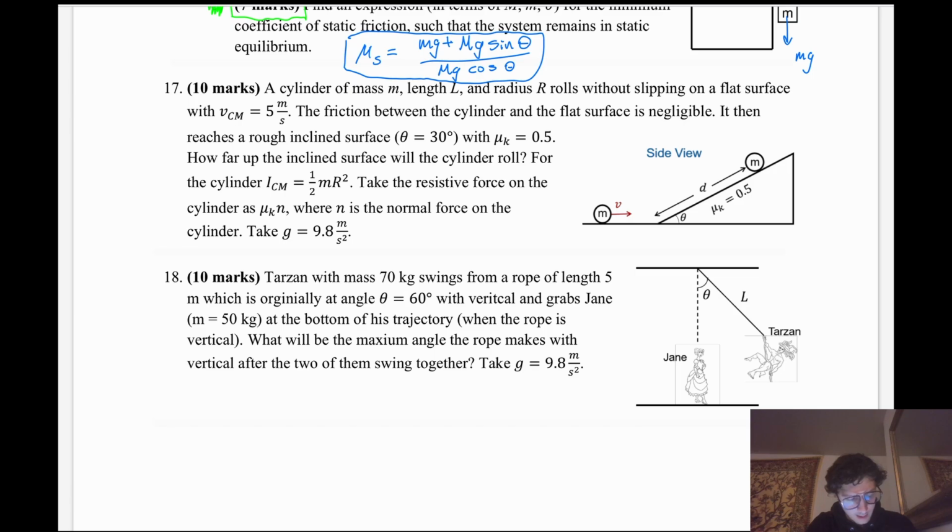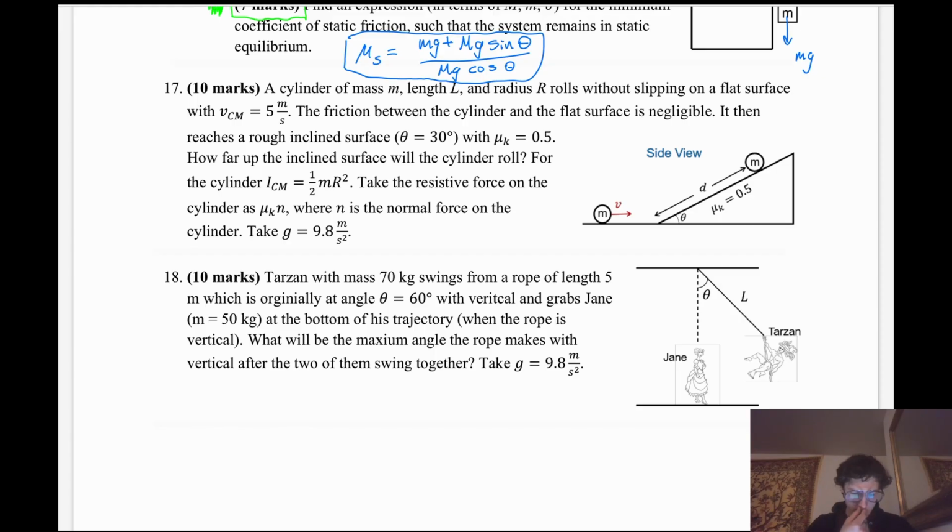Ooh, this is scary. V center of mass is equal to 5 meters per second. The friction between the cylinder and the flat surface is negligible. It then reaches a rough inclined surface, 30 degrees, with mu k equal to 0.5. How far up the inclined surface will the cylinder roll?